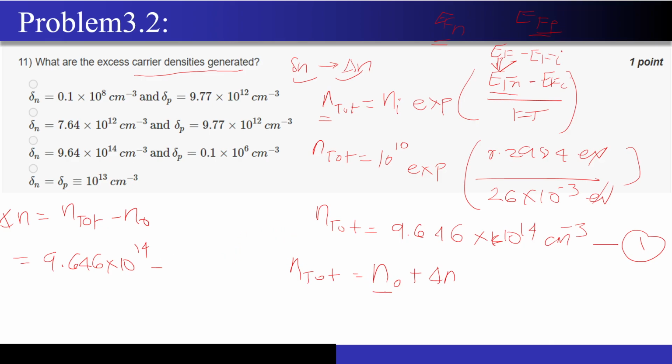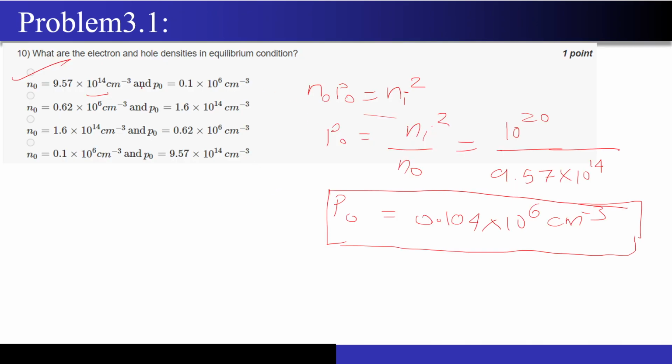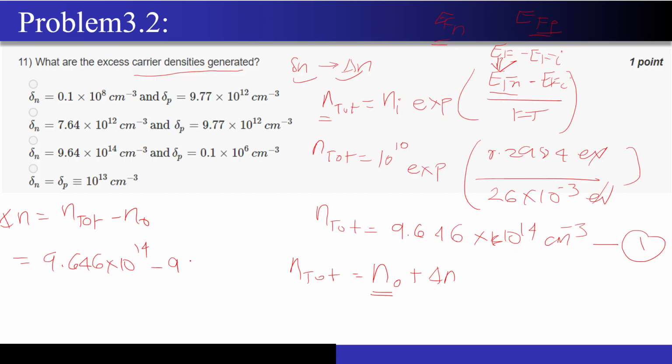It is an equilibrium electron concentration, right? When the semiconductor is not under any bias, or when there is no light shining, I just want this equilibrium concentration. So the n naught value I have already found out, right? n naught is nothing but 9.57 into 10 to the power 14.